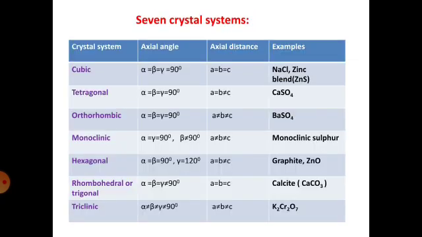The first one is cubic. The examples are NaCl and zinc blende, where the axial angles alpha, beta, gamma are 90 degrees and the axial distance is the same for edges a, b and c. The second one is tetragonal. Example is calcium sulfate. Third one is orthorhombic. Example is barium sulfate. Fourth one is monoclinic. Example is monoclinic sulfur. Fifth one is hexagonal. Examples are graphite and zinc oxide. Sixth one is rhombohedral or trigonal. Example is calcite. And seventh one is triclinic. Example is potassium dichromate.